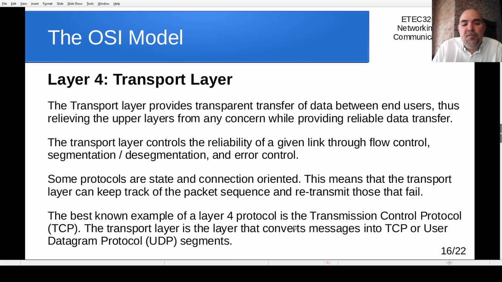All right, so the best known example of that layer 4 is TCP, the Transmission Control Protocol for TCP/IP. And now you can start to see how TCP/IP has these multiple layers inside of itself. It's got TCP and then IP. And TCP is responsible for segmenting the data into individual datagrams, and then IP is responsible for putting addresses on those datagrams.